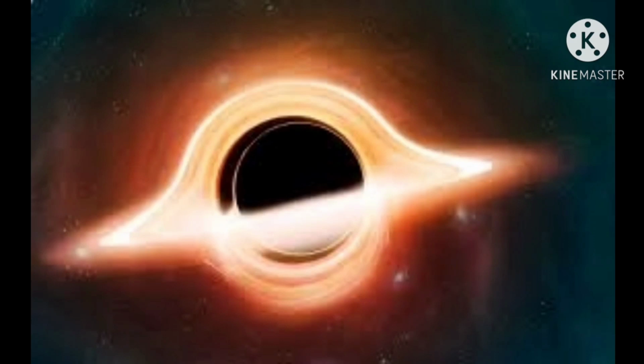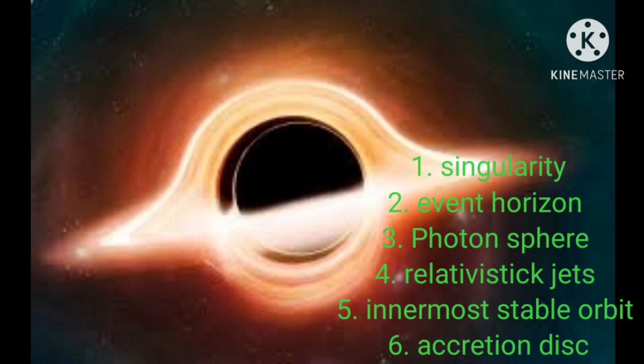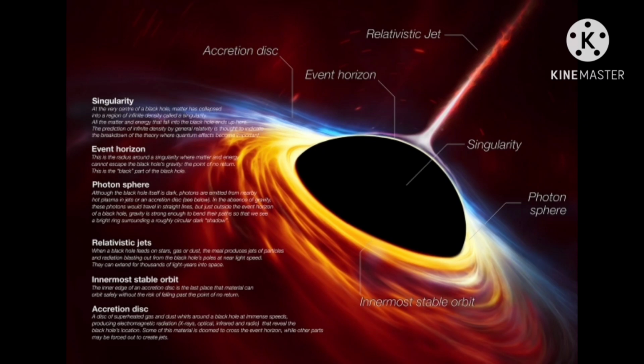In a black hole, there are 6 parts: singularity, event horizon, photon sphere, relativistic jets, innermost stable orbit and accretion disk. Singularity. At the very center of a black hole, matter has collapsed into a region of infinite density called a singularity. All the matter and energy that fall into the black hole end up here. The prediction of infinite density by general relativity is thought to indicate the breakdown of the theory, where quantum effects become important.